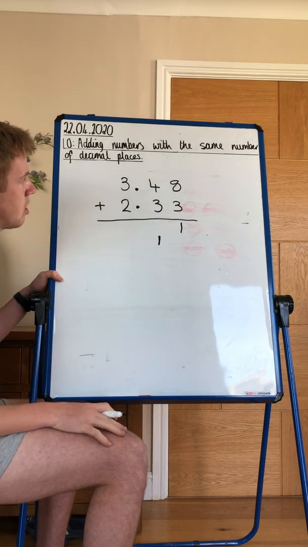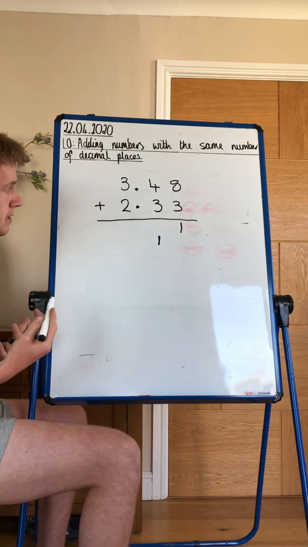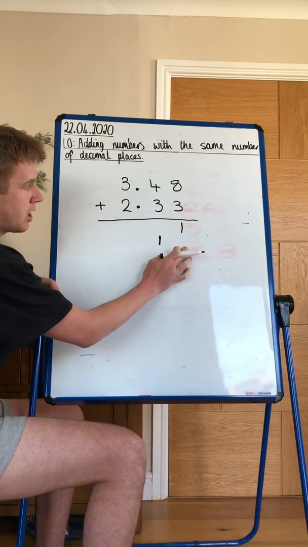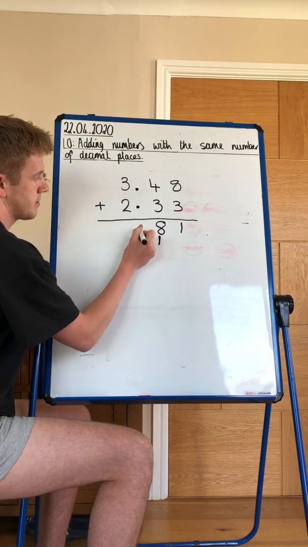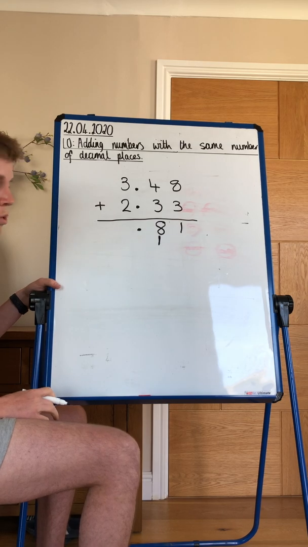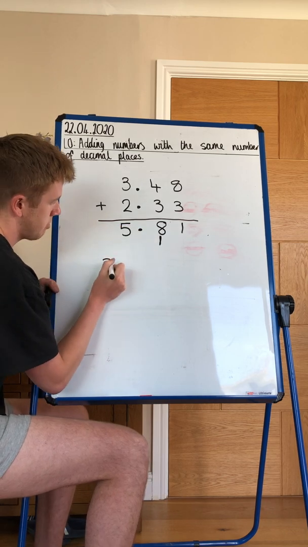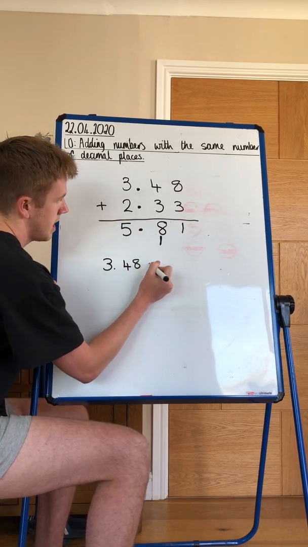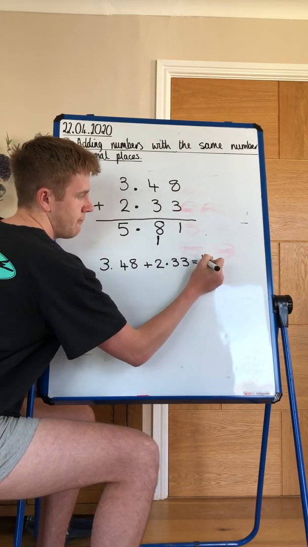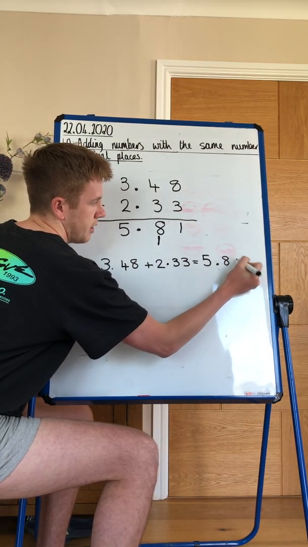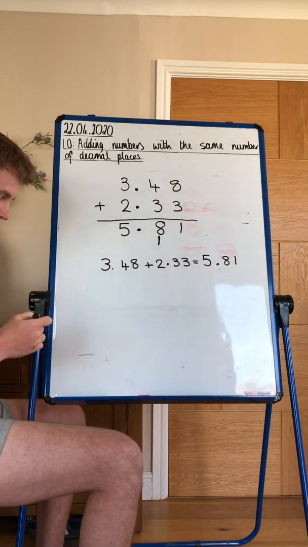So now we're in the tenths column, and I have 4 tenths add 3 tenths. Now that equals 7 tenths. But also we have our 1 that we've carried from the hundredths column, which we add on and it's going to be 8. So it's 8 tenths. And then we move over to our ones. So we have 3 ones add 2 ones, which is 5, okay? So 3.48 add 2.33 is equal to 5.81. So 5 wholes, 8 tenths and 1 hundredth, okay?